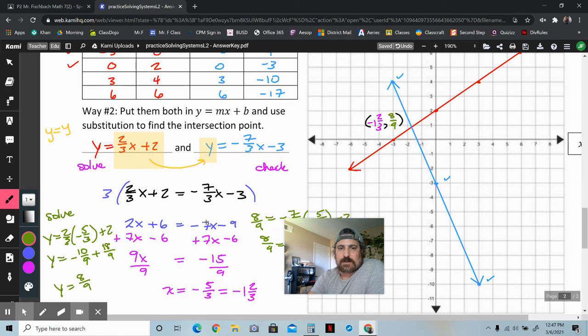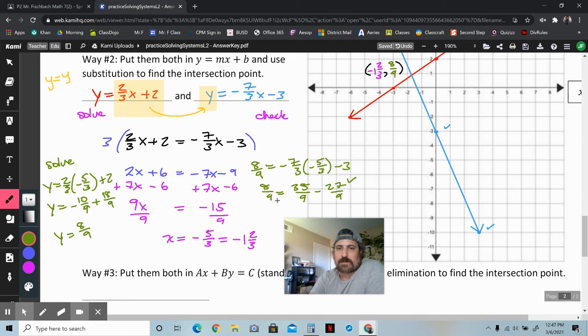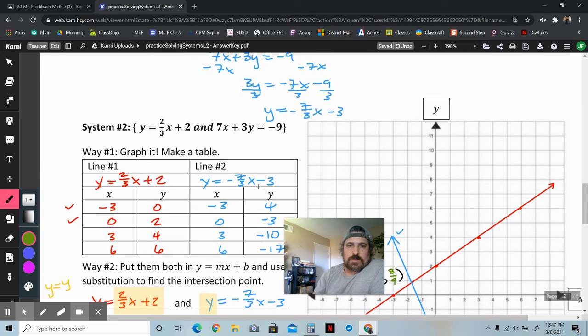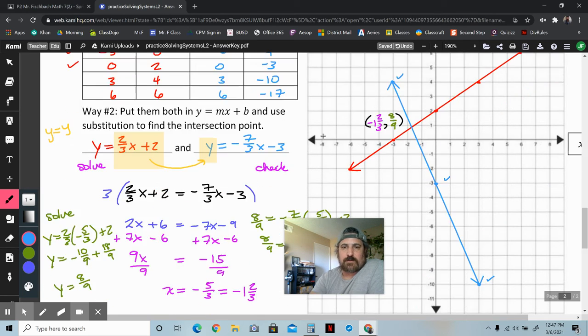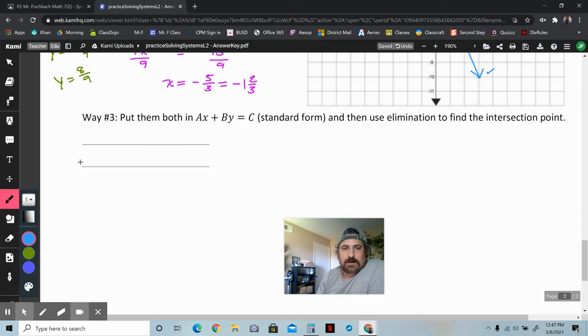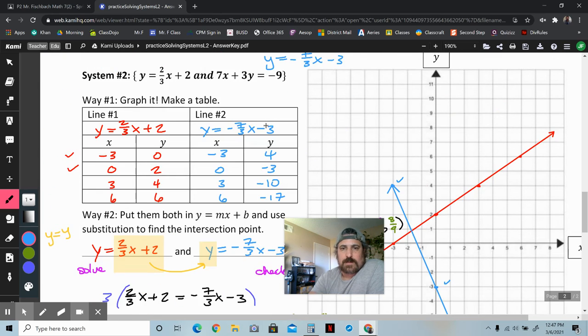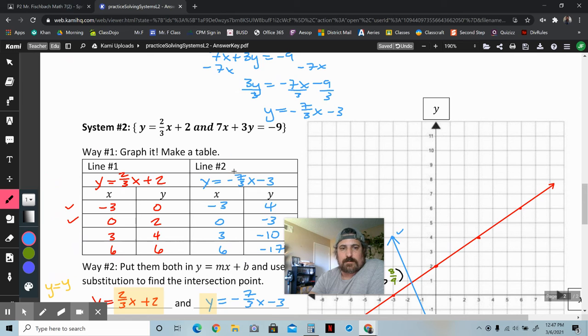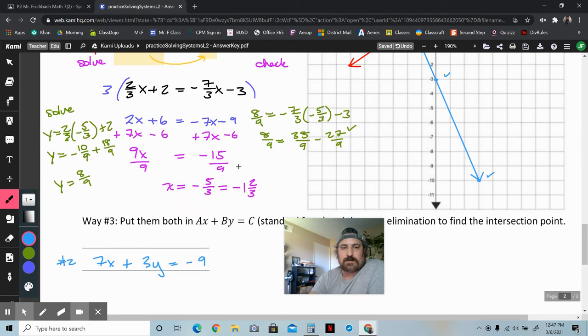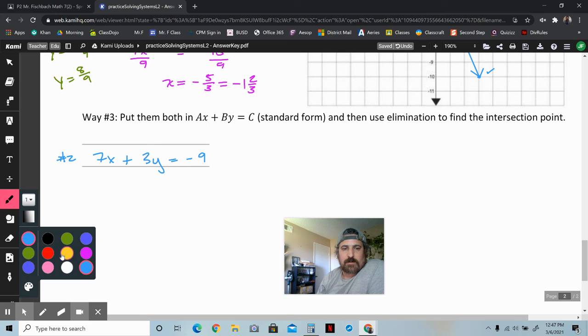Right, now we solved it with the substitution method. Now we want to double check it by solving with the elimination method. So our elimination method is going to say we have standard form for line number 2. So let me just grab that line number 2, standard form there. It's going to be 7x plus 3y equals negative 9. So number 2 is going to be 7x plus 3y equals negative 9. And then our other line was y equals 2 thirds x plus 2. So we're going to write that out and then rearrange it, okay?